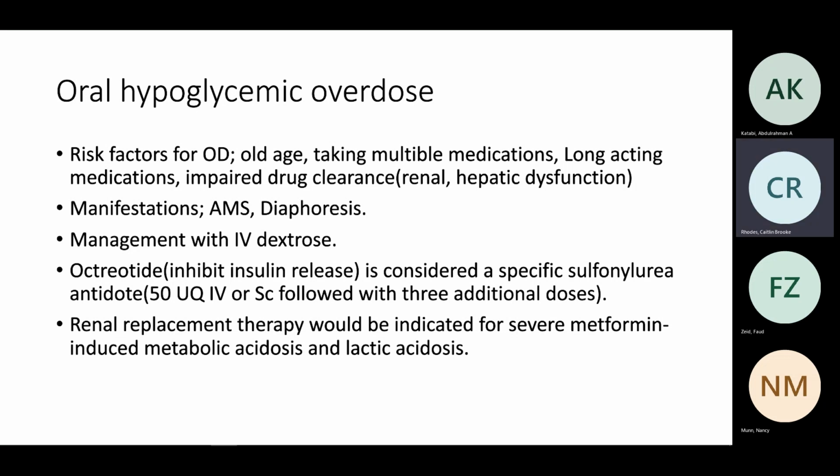Oral hypoglycemic overdose. Risk factors: old age, taking multiple medications, long-acting medications, impaired drug clearance, renal or hepatic dysfunction. Manifestations: mostly they come with altered mental status and diaphoresis. Management: IV dextrose first, but if that fails, then octreotide, which inhibits insulin release. Usually give 50 IV or subcutaneous, followed by 3 additional doses. Renal replacement therapy would be indicated for severe metformin-induced metabolic acidosis and lactic acidosis.